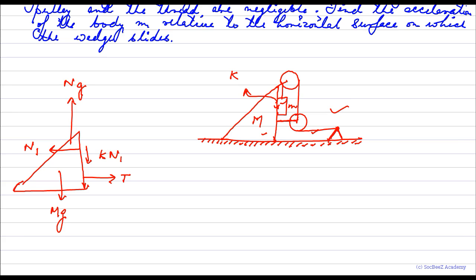Okay, now let us draw the FBD of the block. So this is my block. It is going to have its own weight acting downwards, mg. It is moving downwards. The wedge is going to apply a frictional force k into N1 in the vertically upward direction, and there is going to be a horizontal force, that is the contact force between the wedge and the block.